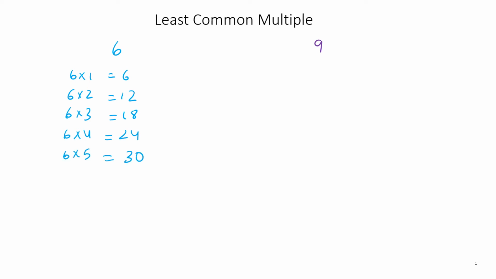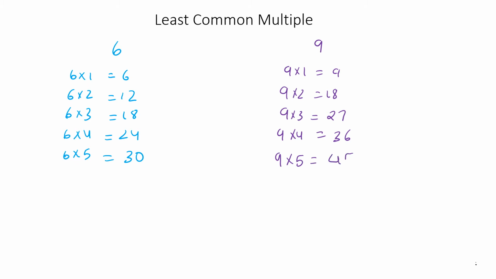Let's do it on this side. 9 times 1 is 9. 9 times 2 is 18. 9 times 3 is 27. 9 times 4 is 36. 9 times 5 is 45. Now, let's see what is common between these two. Immediately, I can see that we have 18 as the least common multiple.